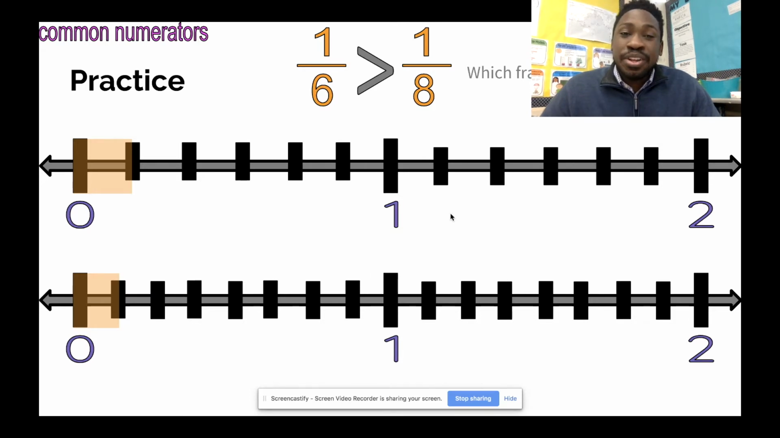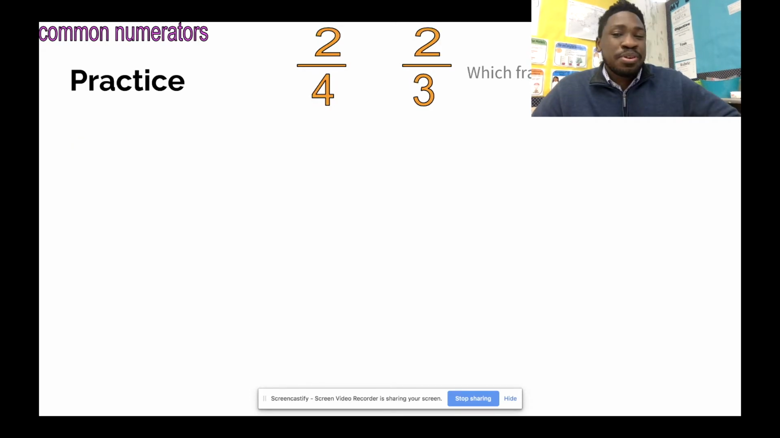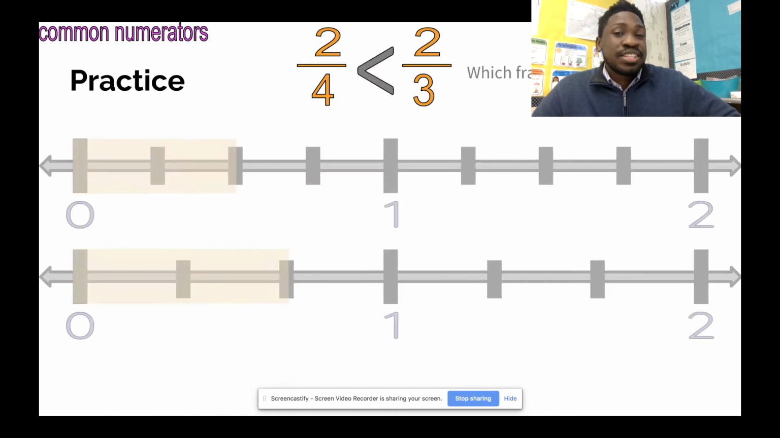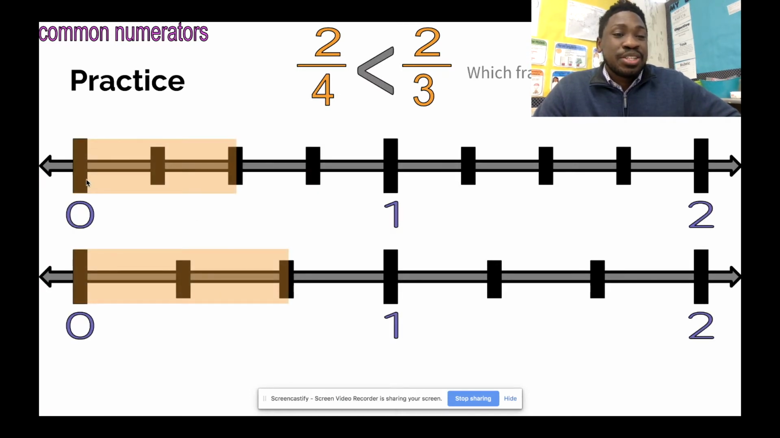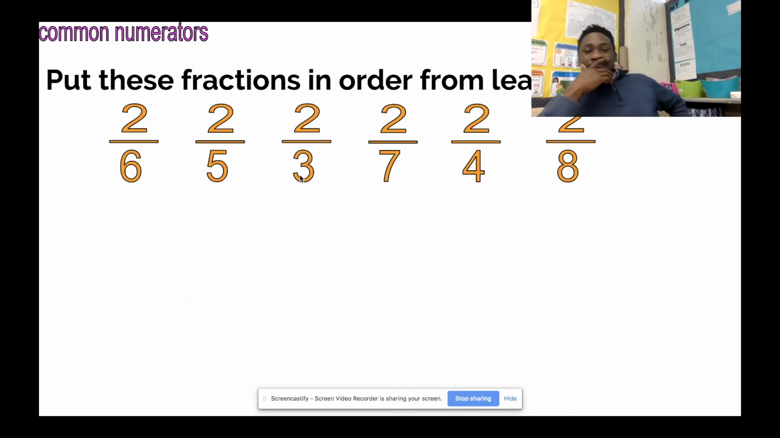All right, 1/6 is greater than 1/8. Now compare 2/4 to 2/3. 2/4 is less than 2/3. So then 2/4 right here, and then 2/3 right here. We see that 2/4 is less than 2/3. So what's the pattern here? Well, if you figured it out, you should be able to put these fractions in order from least to greatest.